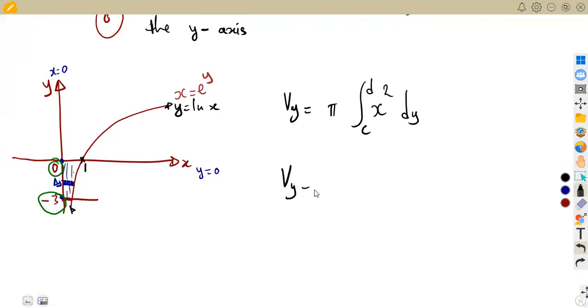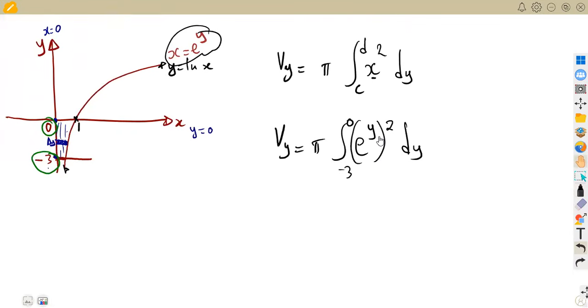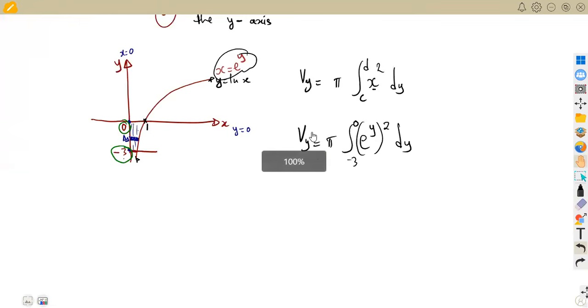All right, so the volume with respect to y is going to be pi the integral of x squared, whereby x is a function of y, which is e to the exponent of y in this case. But this is being squared, with respect to y. And the limits in the y-axis are going to be -3 to 0. So that means we can simplify and find the integral, just like our normal integrals.